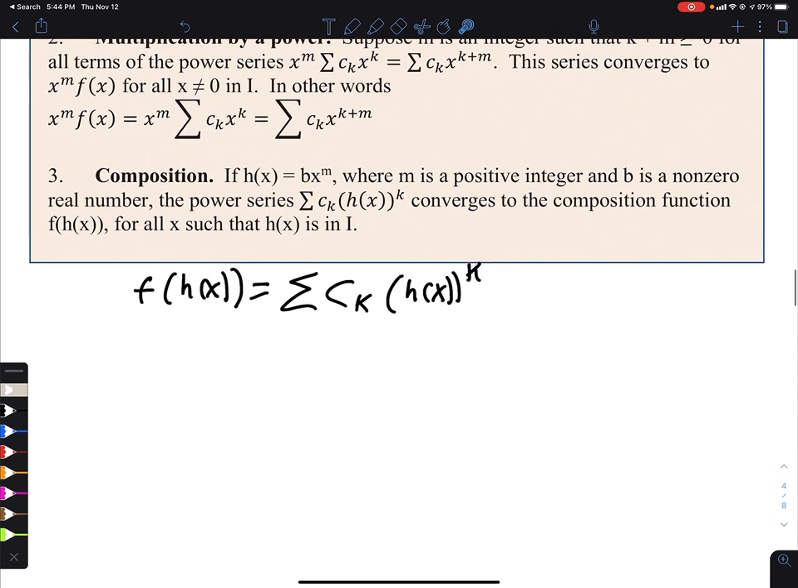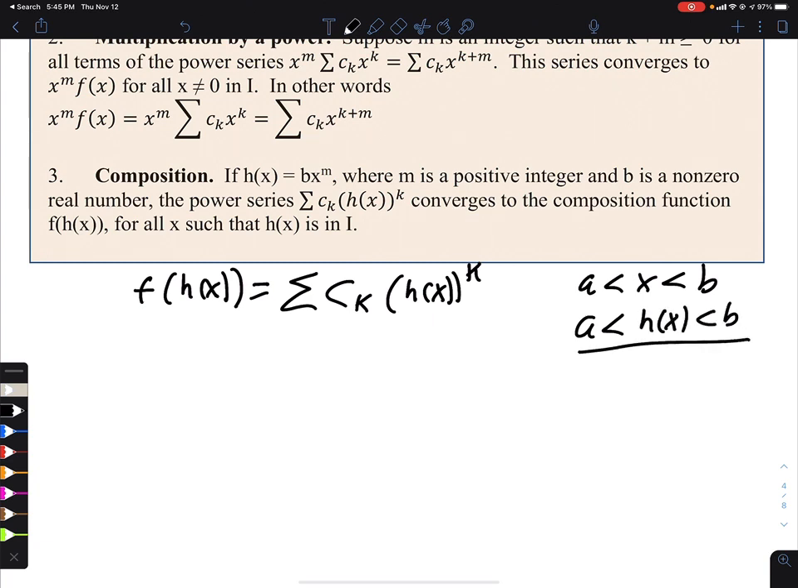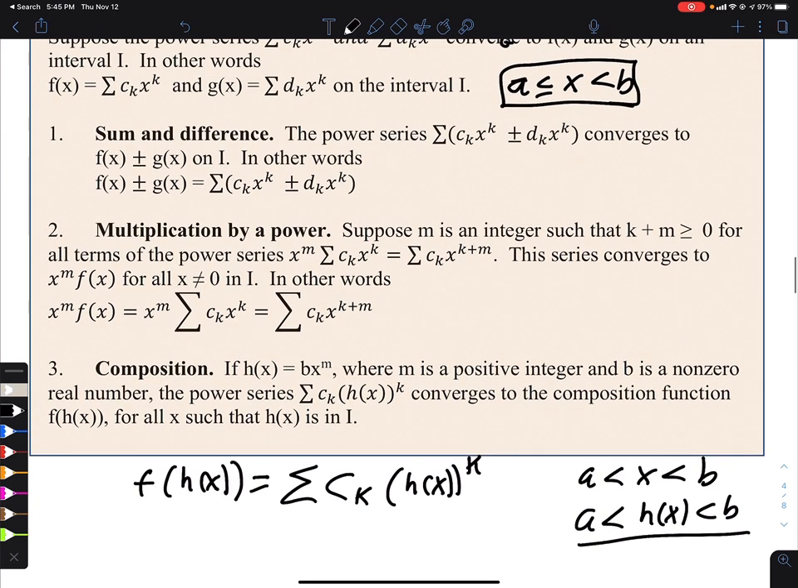Now, suppose your old interval I was from A to B. What this is saying is h of x is in I. So now you are going to put h of x here, and you have to solve for x to get your new interval of convergence. So that's what it's saying there.